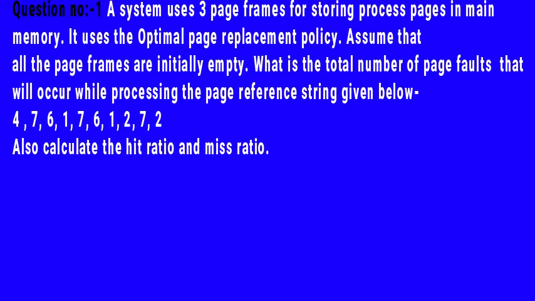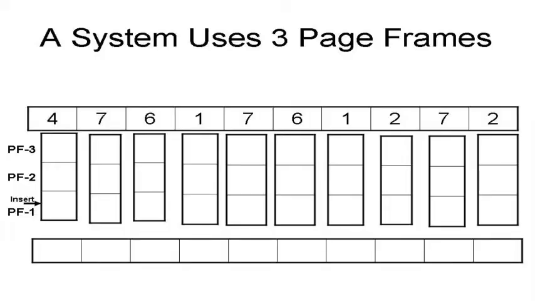First of all, we can find out the total number of references. The page reference is given here, 10. So a system uses 3 page frames here, PF1, PF2, PF3, and the total number of references is given: page reference 10, 4, 7, 6, 1, 7, 6, 1, 2, 7, 2. Here this is the page reference.